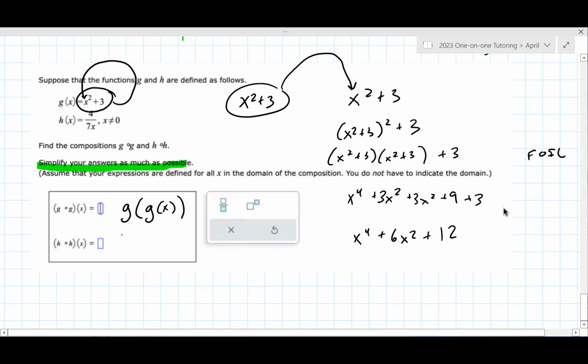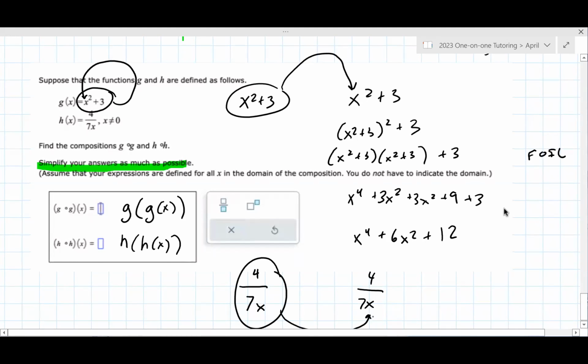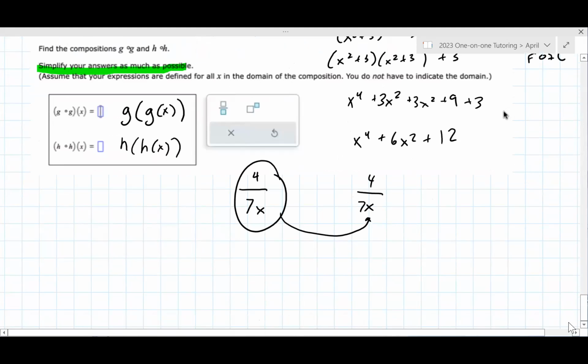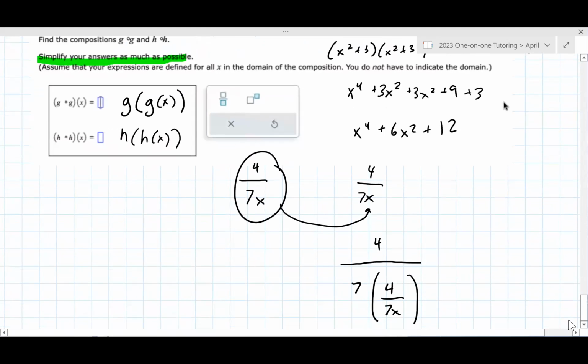All right, so the next one, h of x. That means to take 4 over 7x, and wherever you see an x, we're putting it back in. If you give yourself plenty of room to write, make your fraction bars really big. Don't try to squeeze it, because sometimes you get, oh, okay, I kind of see what happens here. This is 4 over 28 over 7x.